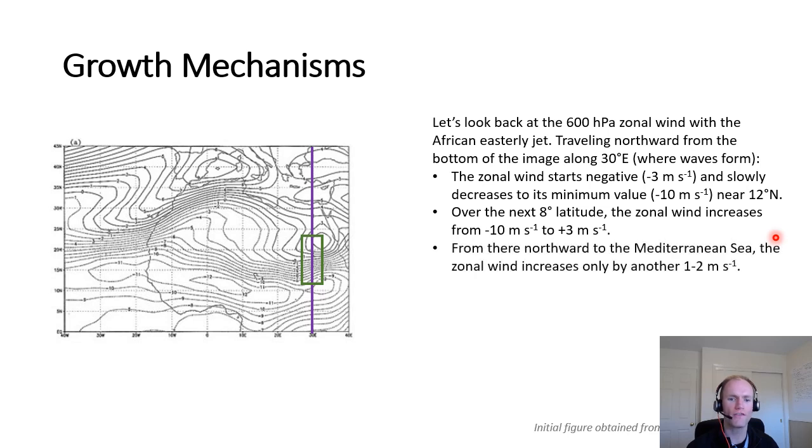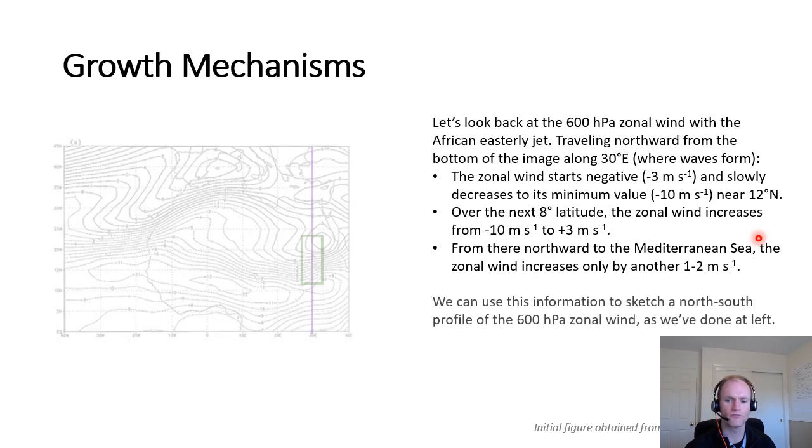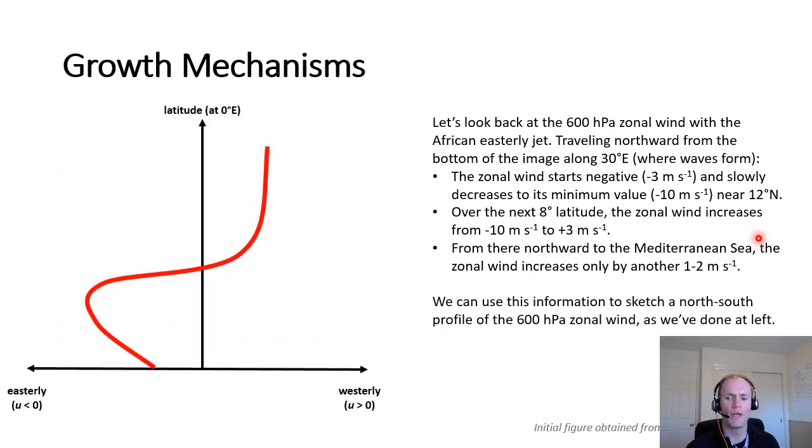And if we keep going further to the north, we only see the zonal wind increase to about 5 meters per second out of the west. So it's a much slower rate of change as you go north along this particular purple corridor from the equator through the jet maximum around 10 to 12 north, and then to the westerlies that are found further to the north from there. So we can take that information to sketch a north-south profile of the 600 hectopascal zonal wind.